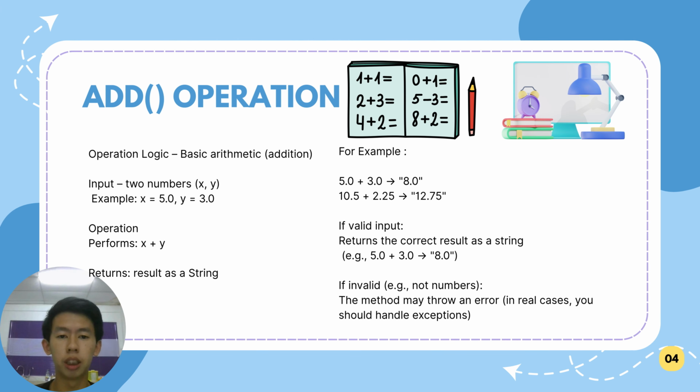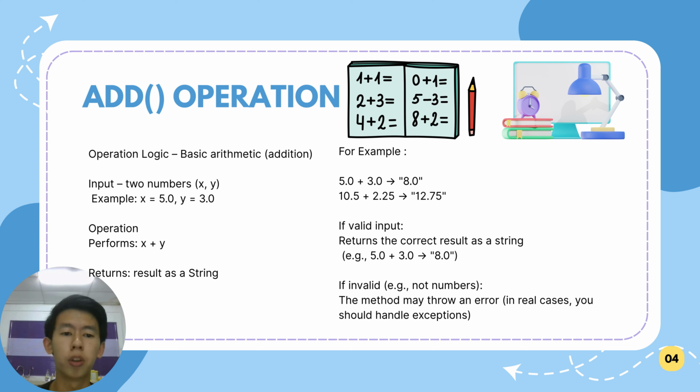Next, in the code, we're using the add method. And now I will present about the operation. Basically, the operation logic is using basic arithmetic, which is addition. The code will input two numbers, which are x and y. We will take as an example, x is 5 while y is 3. So the code will perform x plus y and return the result as a string. For example, 5 plus 3 will equal 8.